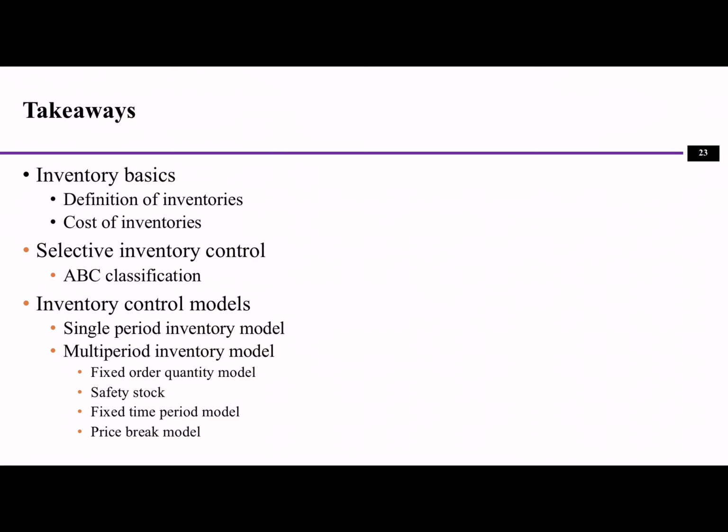All right, so that's all for today. Basically, we discussed what inventories are and the basics about inventory, like purposes and the costs related to them, and also how to categorize inventories using different classification systems. And then we discussed different control models: the single period control model, with the newspaper example, and also the multi-period inventory model, fixed order quantity, safety stock, fixed time order quantity, and also price break models.